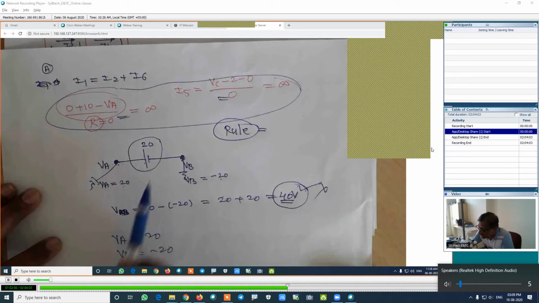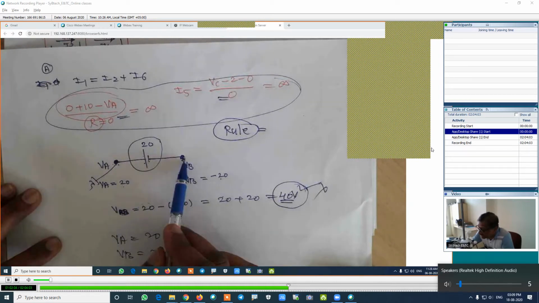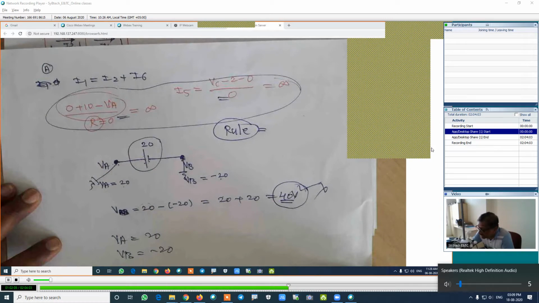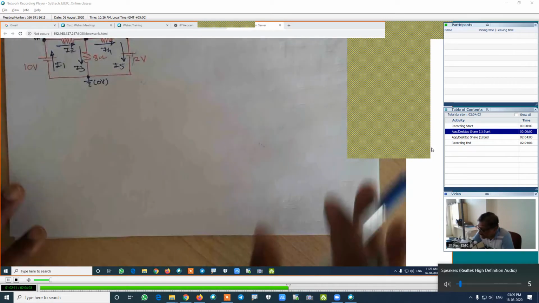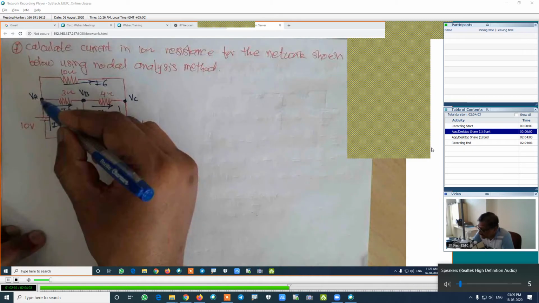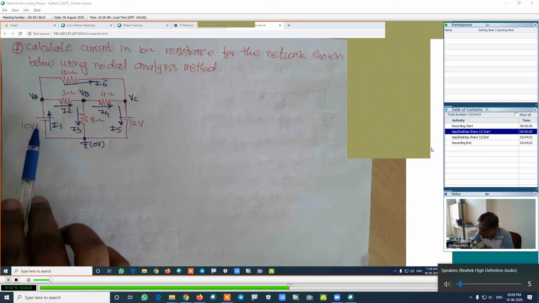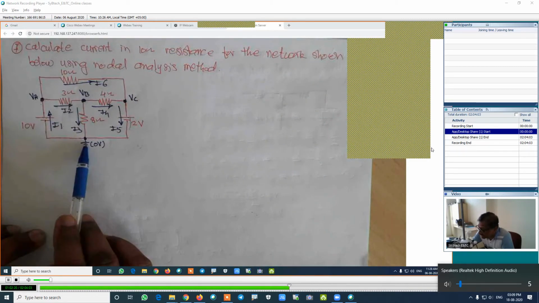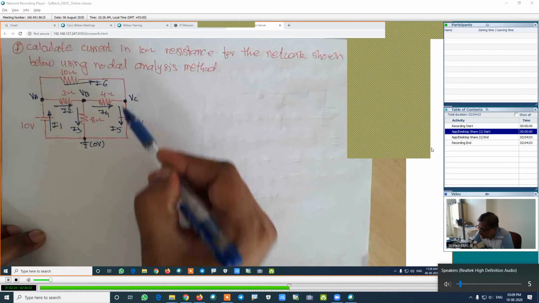Agar VB pe shift karna hai, ye potential VB pe shift karna hai, this VA must be at the ground potential. In that case, VB will become minus 20. Is it right? Ye potential at the same time simultaneously dono jagah shift nahi kar sakte. That is the basic rule. Are you trying to understand me? Now look at here for this figure. Is figure ke liye main aata hun fir se.